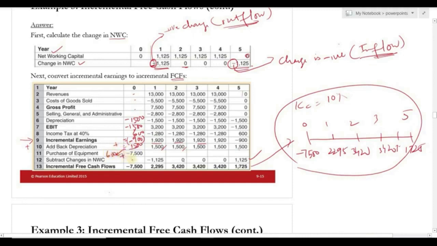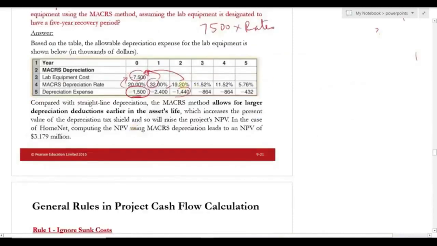So 600 plus negative 7500, your initial cash outflow would be 6900. Okay, and also in year 1, instead of 1500, our new depreciation would be 2400, and accordingly you will adjust all these depreciation amounts. Okay, if you follow this MACRS depreciation method, our answer would be 3.179. Okay, so let's see how we get this one.